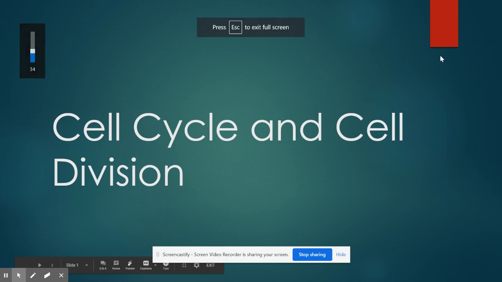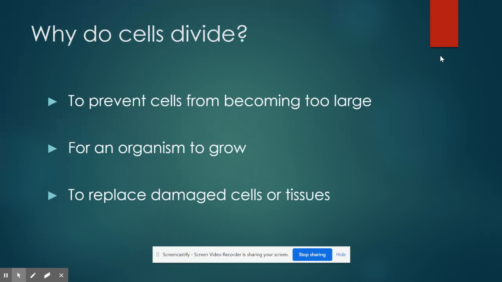All right, guys. Unit 4 is over the cell cycle and cell division. So first we have to ask the question, why do cells divide? And this is on the test. This is to prevent cells from becoming too large. It is when an organism is growing, and it's when you need to replace damaged cells or tissues. So like if you get a cut or a burn, those cells need to be replaced, and so cells will divide to do that.